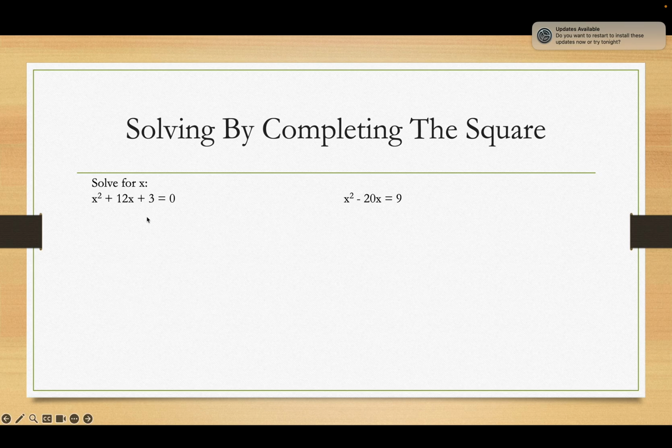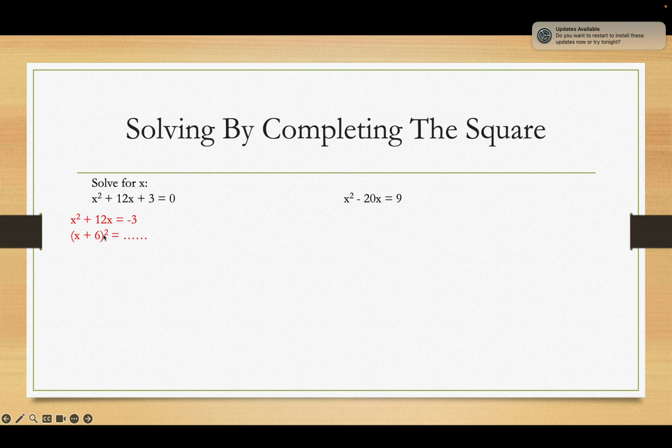Now, when we solve by completing the square, it's very, very important to make sure that we get the x squared plus 12x on its own side. So in this case, we want to make sure it equals negative 3. Now, what's that key phrase that we have to remember when we do completing the square? Half and square. Half of what? Half the number in front of the x, which is 12. So I make that x plus 6, because half of 12 is 6, squared.